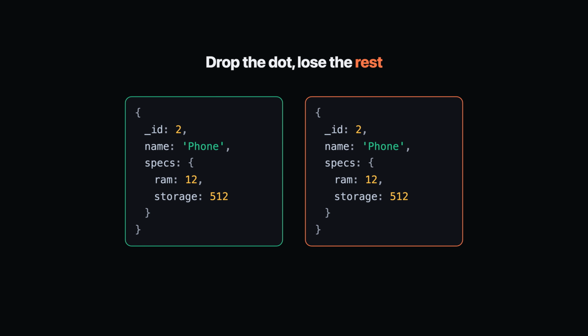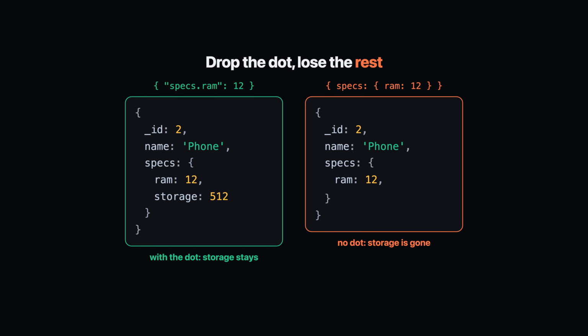Now, here's the classic bug worth one careful look. Drop the dot: $set, specs, RAM 12. Without the dot, you just replaced the entire specs document. The storage is gone. Dot notation changes one field. The whole object replaces everything.